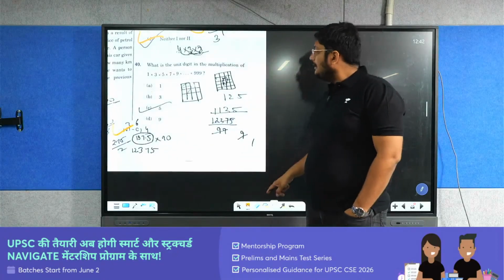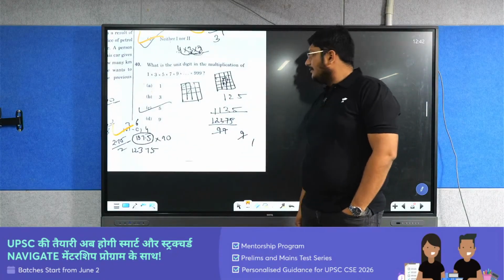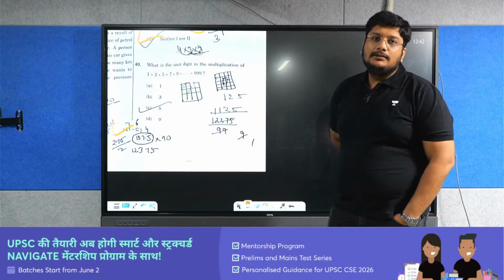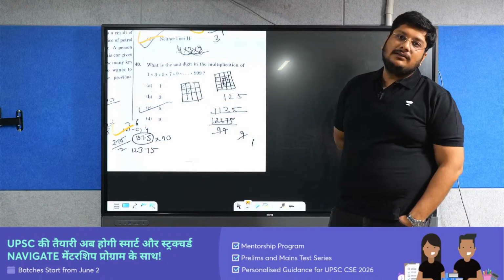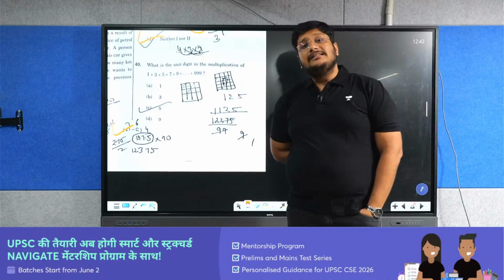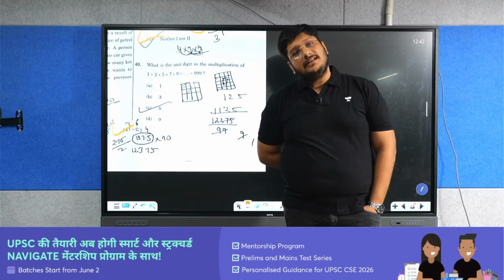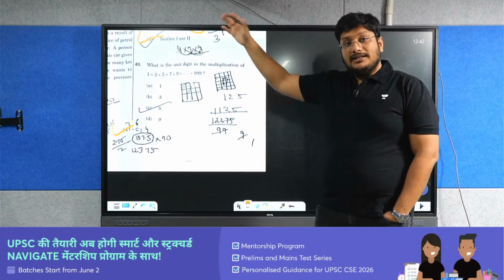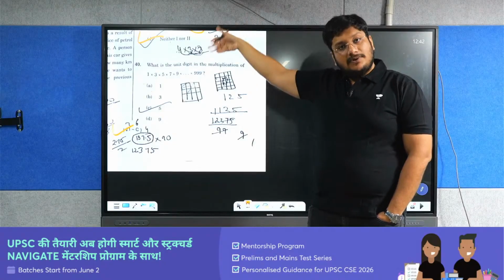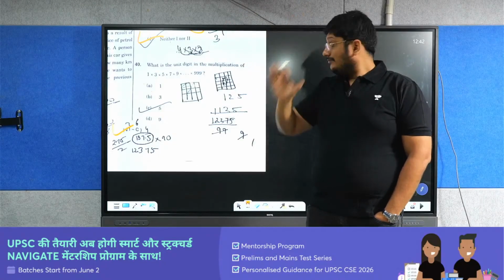What is the unit digit in the multiplication of this? See, all are odd numbers. Multiplying odd by odd is always odd. 3 5s are 15, 5 7s are 35, 7 9s are 63, always odd. I have made you write this: odd plus odd is equal to this, odd multiplied by odd is equal to this. Check that thing, can be done.